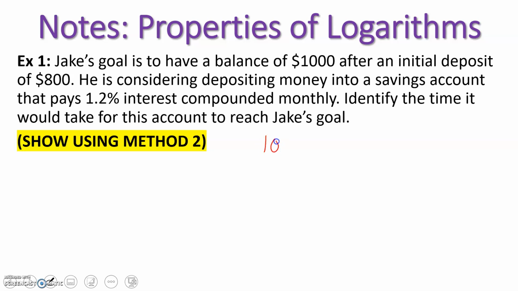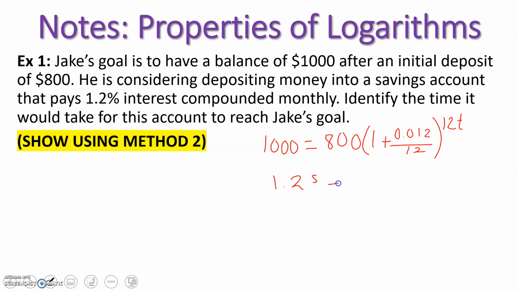So if you remember correctly, our equation is 1,000 equals 800 times 1 plus 0.012 over 12 to the power of 12t. And I'm going to skip some steps here, and I'm going to skip directly to the point at which we have our 1.25, our 1.001 to the 12t, because everything else in between is the same.